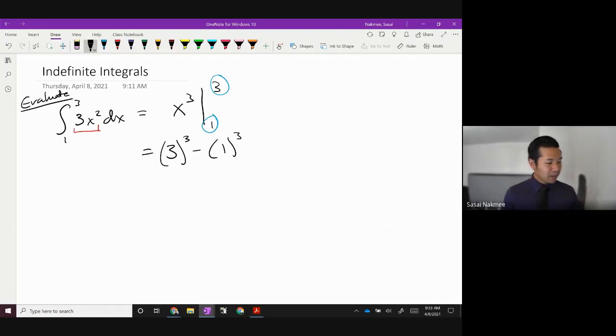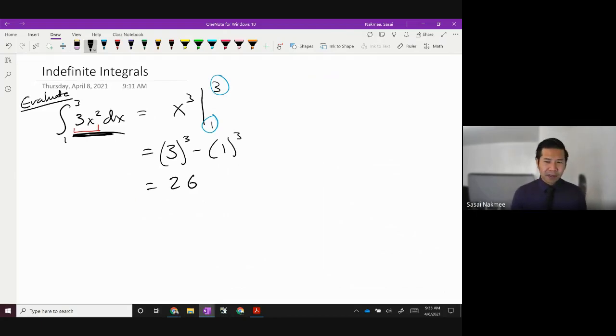So that's all well and good, because once you get your answer, you're pretty much done there. This is 27 minus 1, which is 26, and then you're done. That answer tells you what the area is underneath this curve, right? And you're done with that. It's good to go in your set.